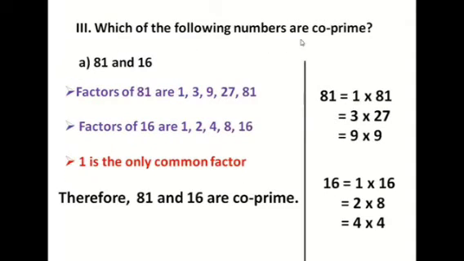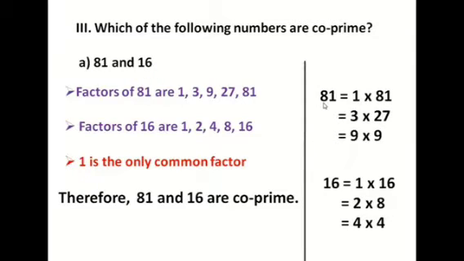Third main, which of the following numbers are co-prime? Question number A, 81 and 16. So you have to factorize 81 and you have to factorize 16. Then you have to see the common factor that you are getting. If it is only 1, then only they will be co-prime.